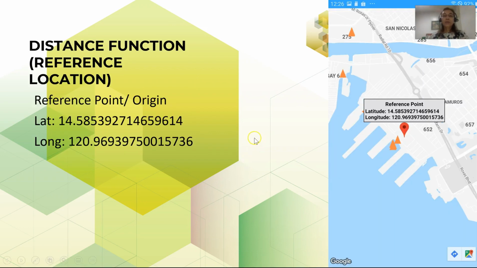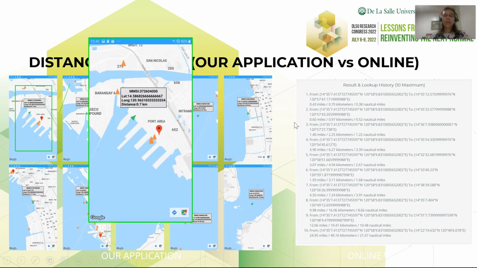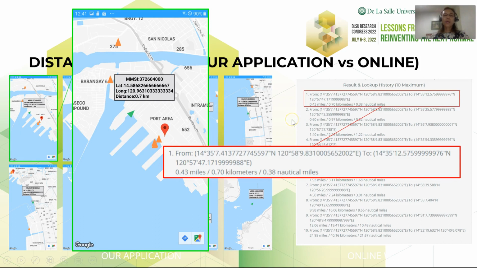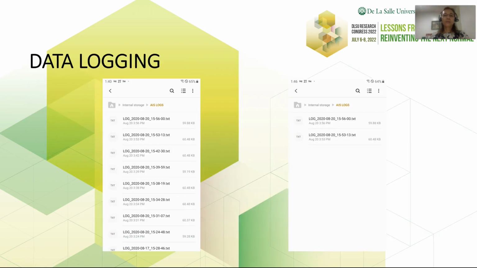Now for the distance reference function, we chose 10 ships and compared them with an online distance calculator. Out of the 10 ships, only one has a slight difference with our application, and this is caused by rounding error. For the data logging, we also showed that the data is deleted after the period that we set, which is 7 days, but of course it can be changed in the code.